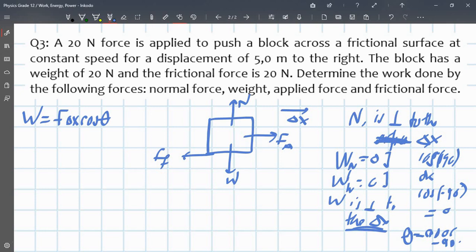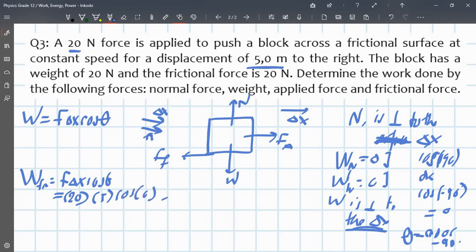Right, let's do the applied force first. So we can say work done by applied force is equal to F displacement cos of theta. The force applied is given as 20 newtons. The displacement is 5 meters. And the angle between the displacement and the force applied is the same direction, therefore it's going to be cos of 0, and that will give you a total of 100 joules.